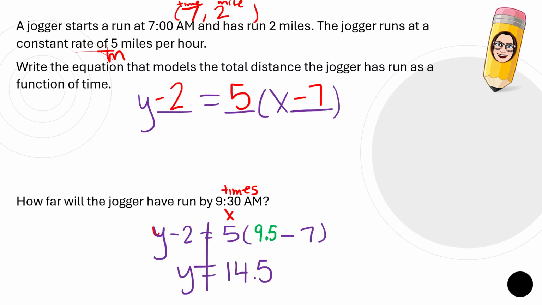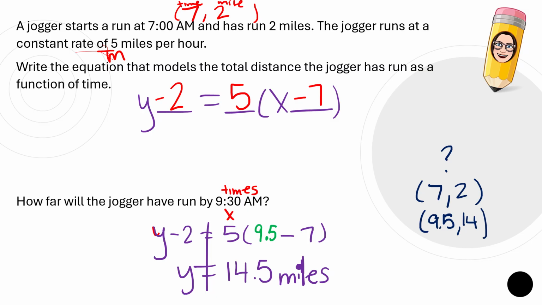So let's reread the question. How far will the jogger have run? 14.5 miles. Is it okay to have a decimal? Yeah, because we're talking miles. I could have any kind of decimal for miles. And this makes sense. Let me write it out. At 7, we're at 2 miles. And now we're saying at 9:30, we're at 14.5 miles. Does that make sense? Sure does.